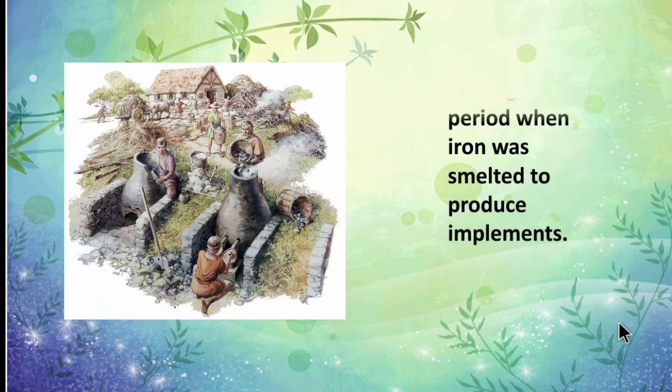That was developed during the Bronze Age. And the next one is the Iron Age. Instead of bronze and stone, they depended mostly on iron. They made iron tools and iron weapons. It is the period when iron was melted to produce implements. So they used the iron smelting process.